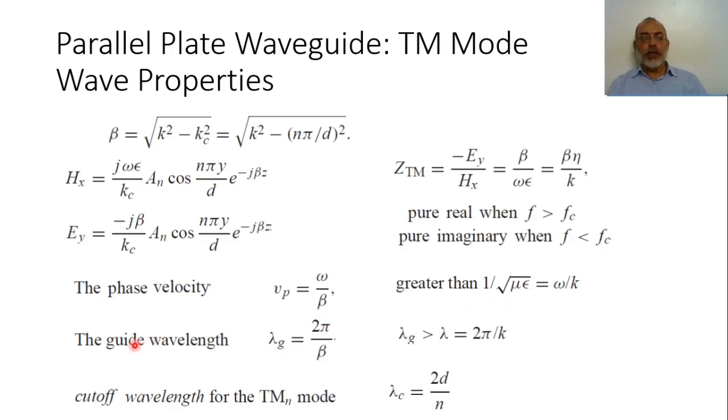In a similar way, the guided wavelength, lambda guide, is 2 pi over beta. Once again, it is greater than lambda, the free space wavelength. If I have a dielectric material of mu and epsilon, and I calculate the wavelength inside this material, which is 2 pi over k, we find that for the TM mode, the guided wavelength is greater than lambda.